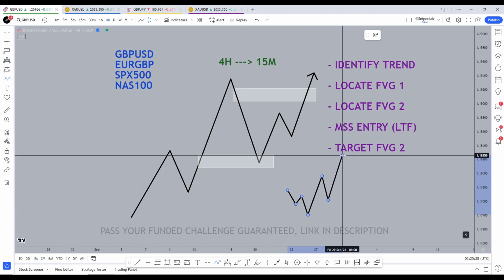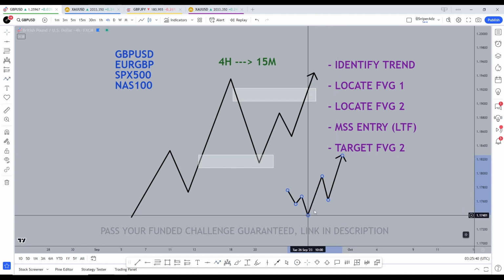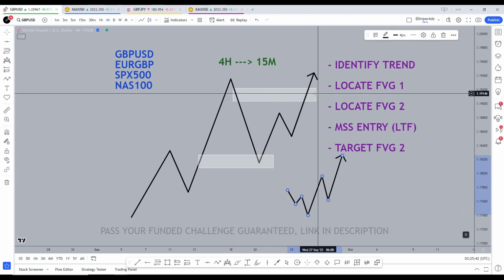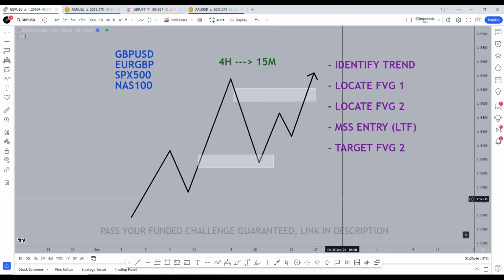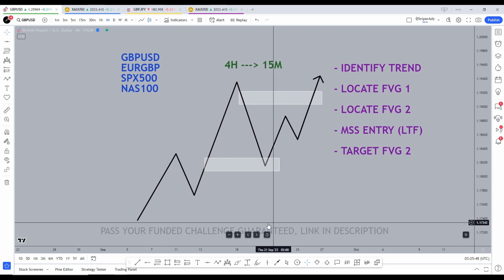And all we're going to do from there is enter, put our stop loss below this low right here, and then simply target this FVG right here. That's pretty much the system right there. Let's go ahead and get straight into the first example.